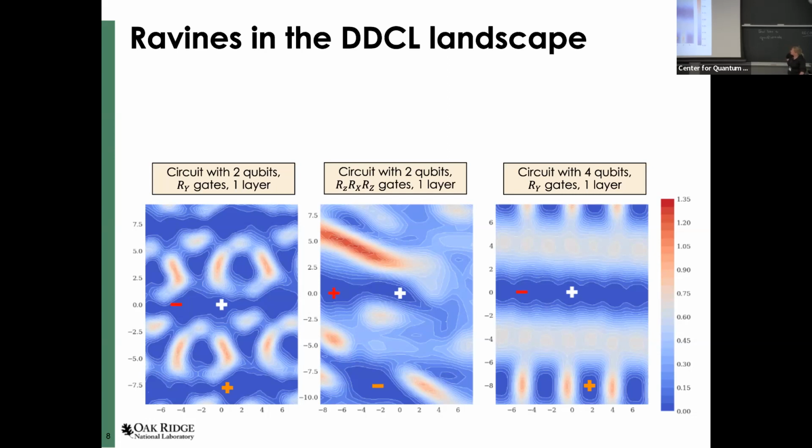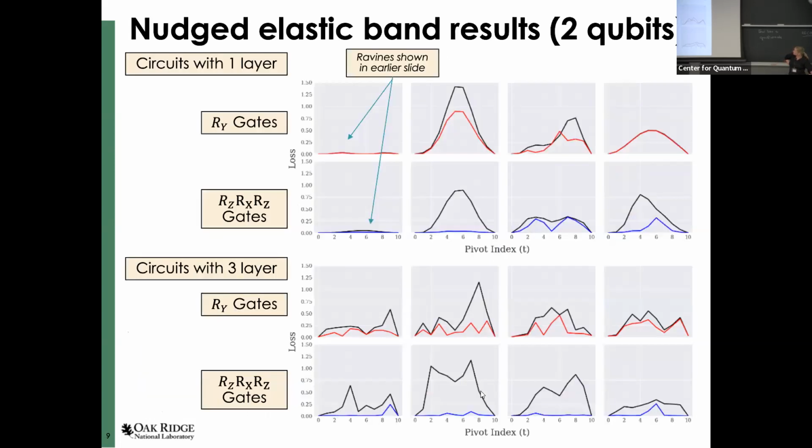What I'm showing here are examples of ravines that we found in the DDCL landscape itself. For the DDCL landscape, this is the study where we looked into how different parameterizations of our circuit affect the trainability and mode connectivity. One thing that we notice is that the choice of parameterization does make it a lot easier to find low loss paths connecting our minima. It's not guaranteed.